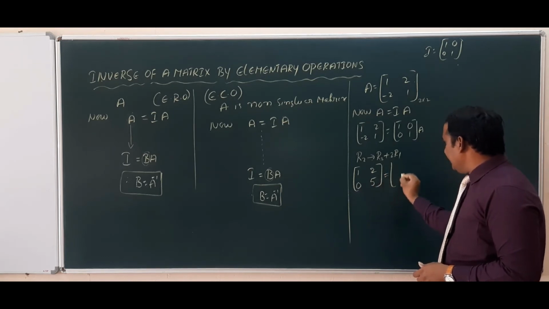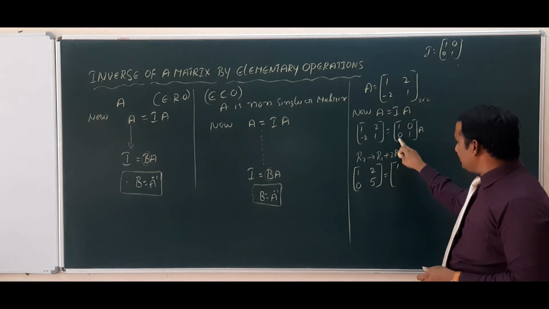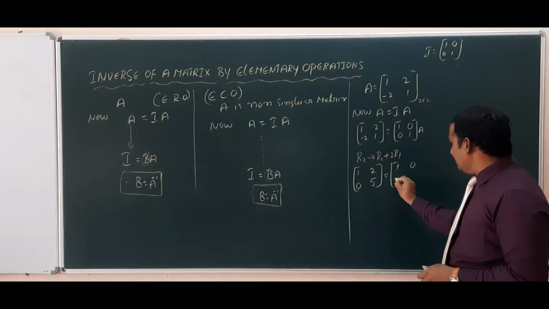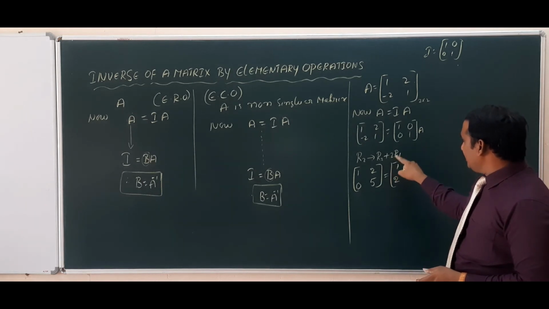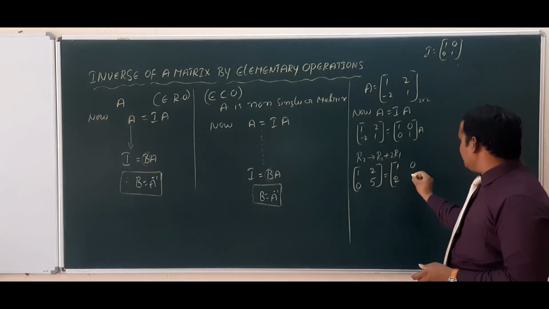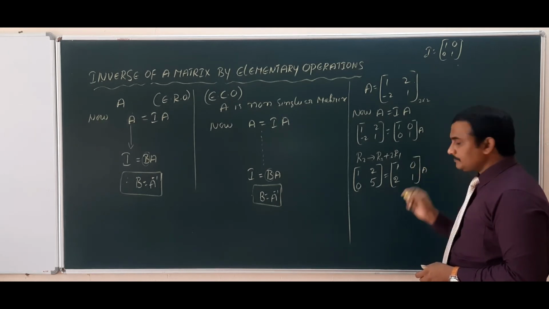Equal to right side 1 0. First row no changes. Second row, R2 means 0 plus 2 into 1. Here 0 plus 2 is 2. Next, 1 plus 2 into 0 means here 1 into A.